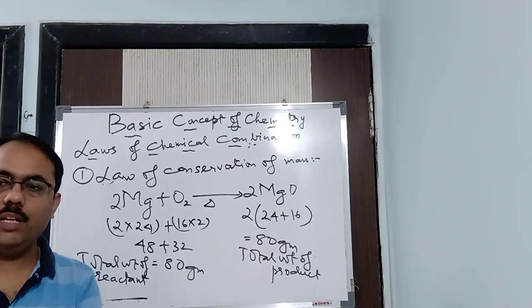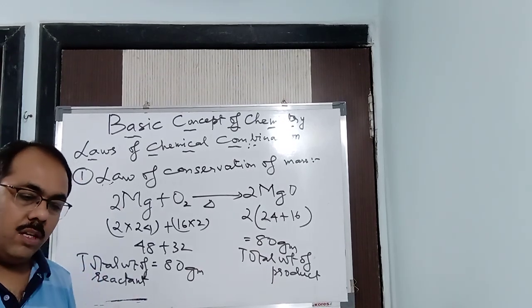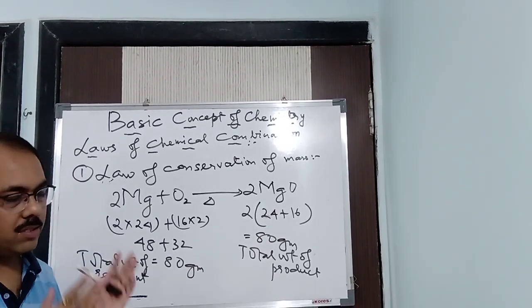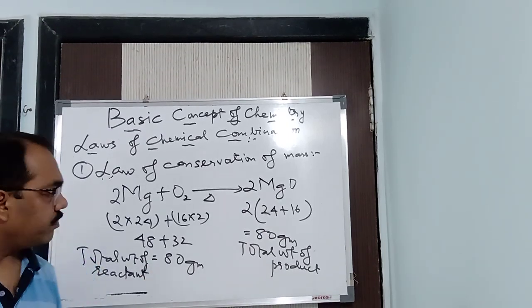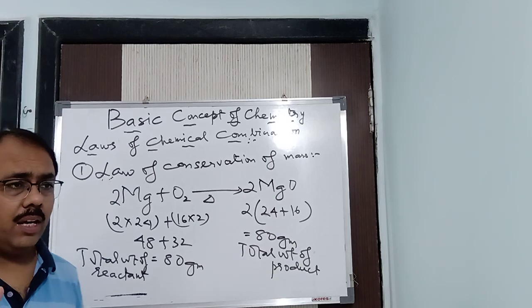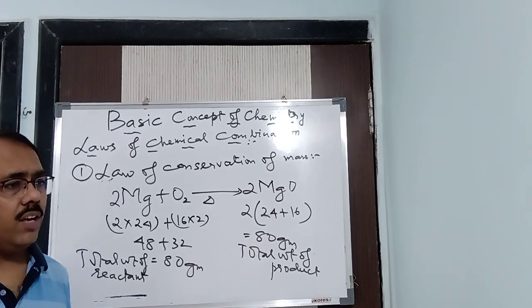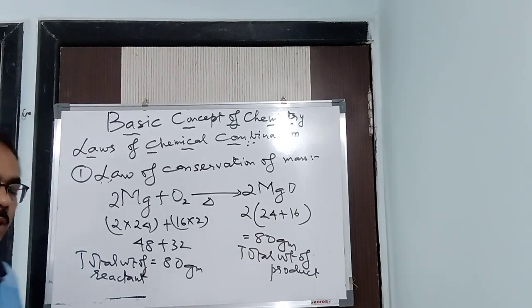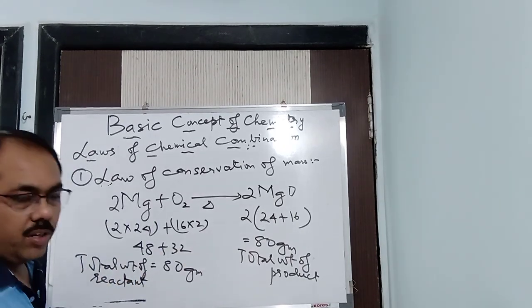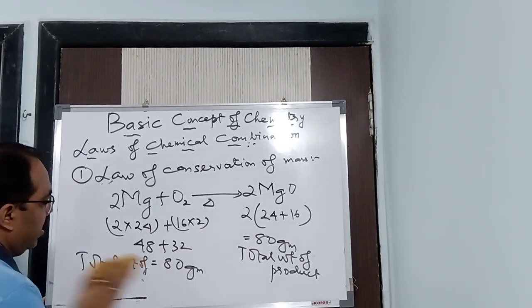NaOH plus HCl will give you NaCl and water. Any example. You will find the total weight of the reactant is always equal to the total weight of the product at the end of the reaction. Now, this law was given by Lavoisier. Okay. Now, this is just an example I have given you. Now, we'll have the experimental verification of this law.